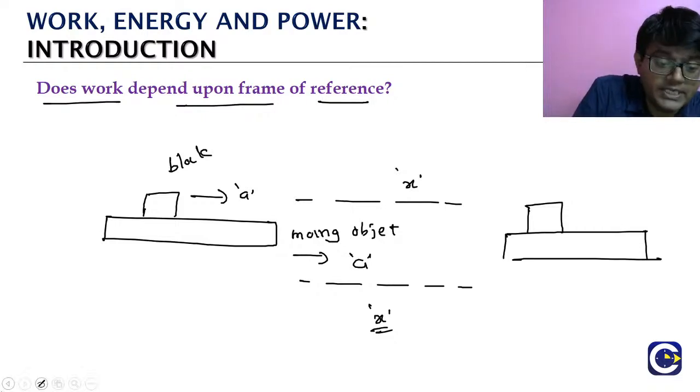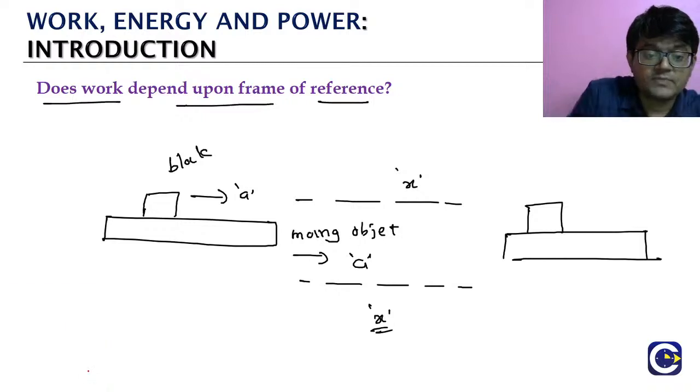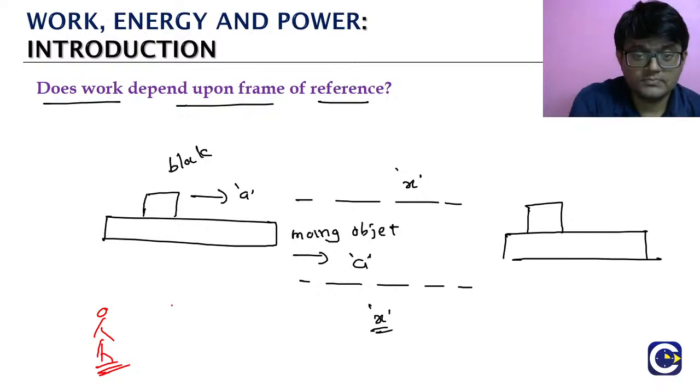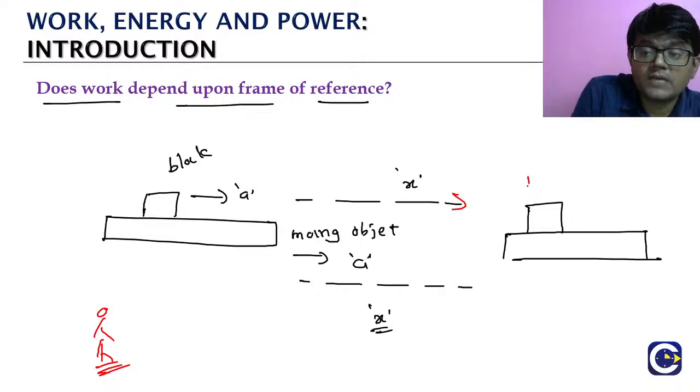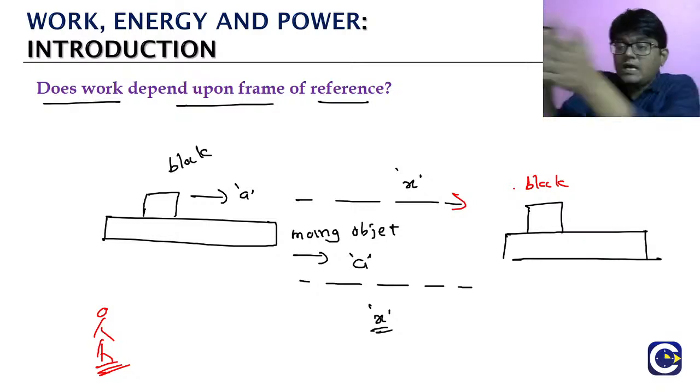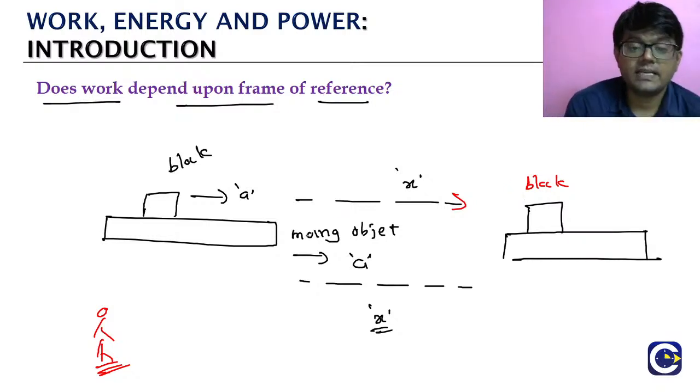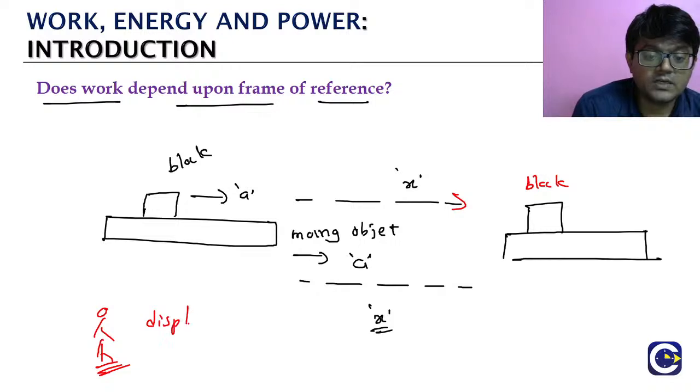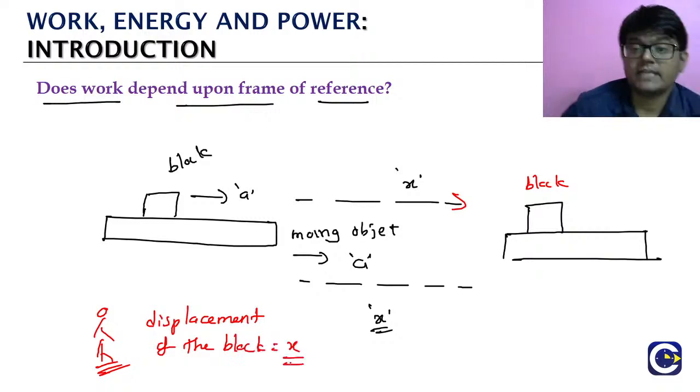Now think about it. If we have an observer who is standing on the ground outside, what will he see as the displacement of the block? He will observe that the block is initially here and finally over there. So he will see that the displacement of the block is equal to x.